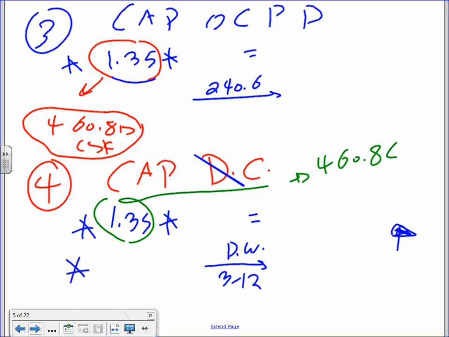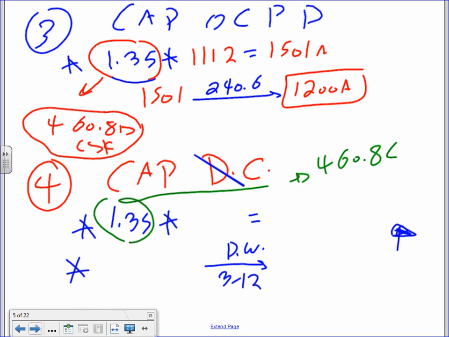So we took the capacitor overcurrent device. We're going to take the 1112, and we already did that, 1501 amp. Take the 1501 amp, take it to 240.6, that'll give you 1200 amp. We go down to 1200 amp. Or if you have an adjustable device at this amp, guys, most likely that will be a fuse. If it's a circuit breaker, most likely it will be an adjustable circuit breaker. You go tweak it down to 1500 amp.